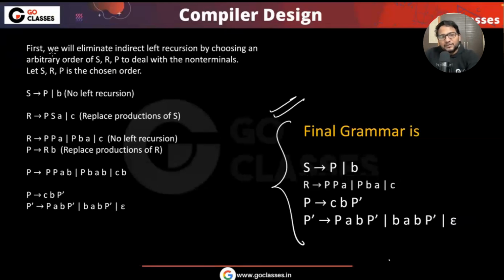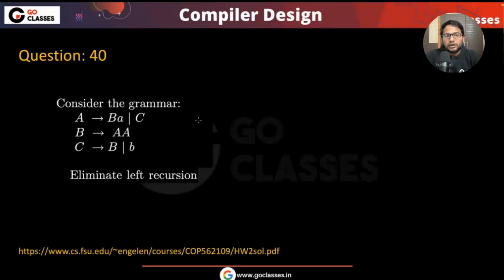Okay, so let's just read the explanation. So they are saying, first, we will eliminate indirect recursion by choosing an arbitrary order of SRP to deal with the non-terminals. Let SRP be this chosen order. Okay, they have also chosen the same order, SRP. And then what are the steps that you already know? Actually, this indirect left recursion is not taught everywhere. I have not seen any other video explanation that teaches this indirect left recursion. But I hope you understood how to remove the indirect left recursion also. Okay, let's do one more question and do the indirect left recursion removal for this particular question also.